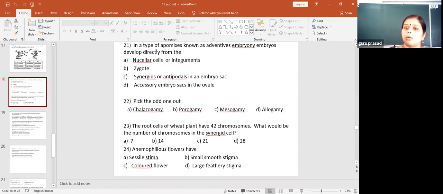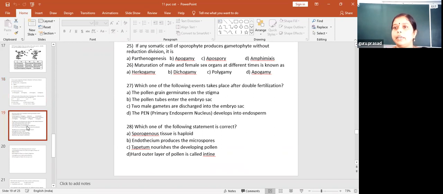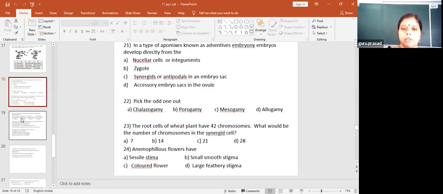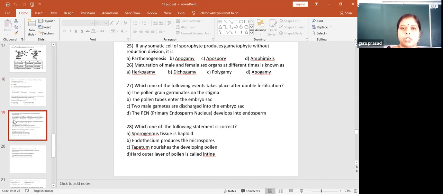So which is the correct option here? Large feathery stigma. For this we have to know in detail the characteristics of anemophilous flowers and entomophilous flowers. They have given details, haven't they? If you have read those two properly, you can attend such questions. Have we completed 23, 24? Okay. So next question, 25.